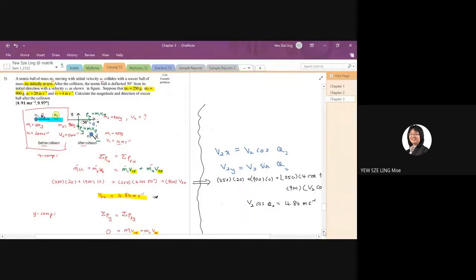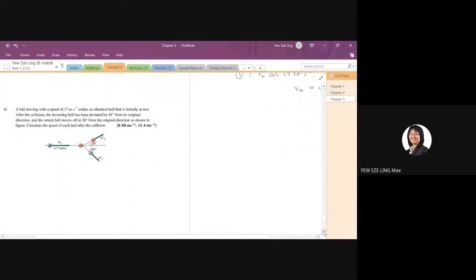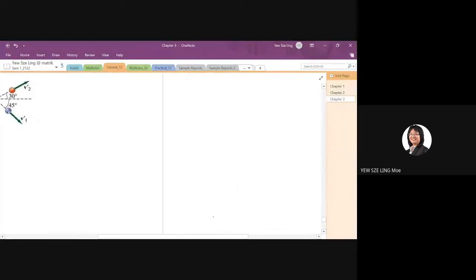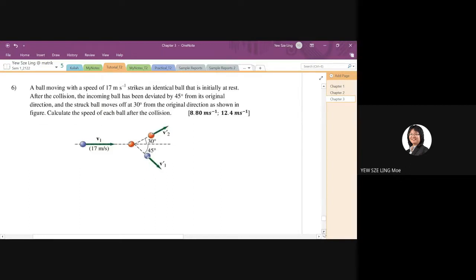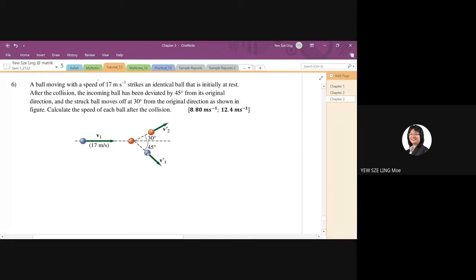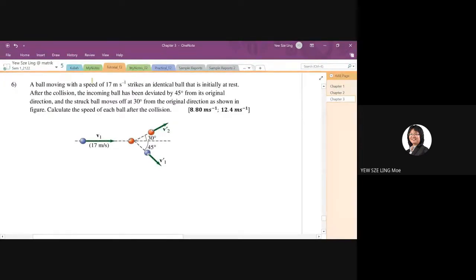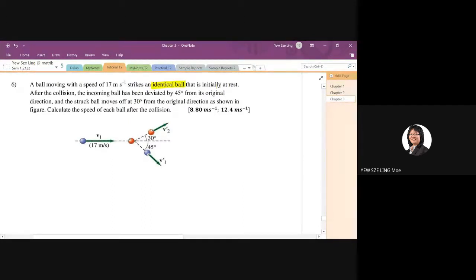Okay, so next question. Okay, the last question, which is also a two-dimensional question. All right. A ball moving initially with a speed of 17 meters per second strikes an identical ball that is initially at rest.